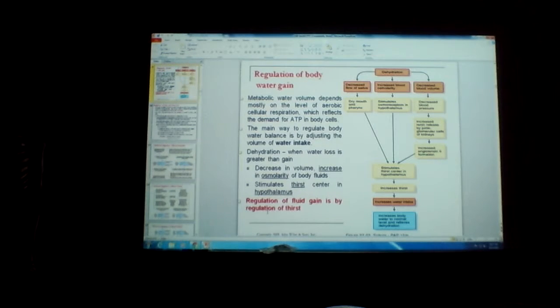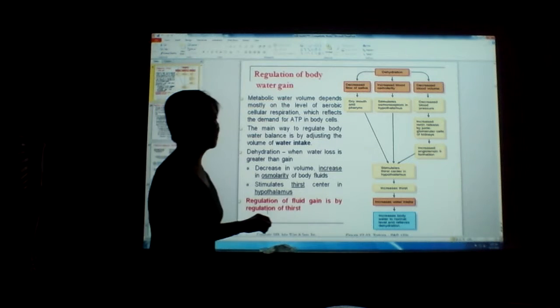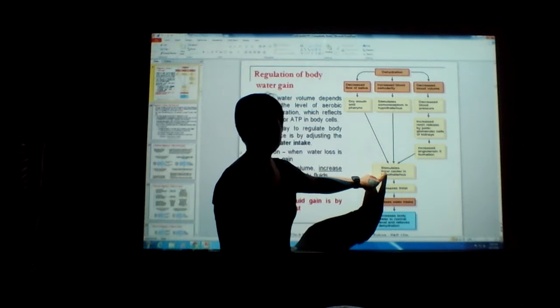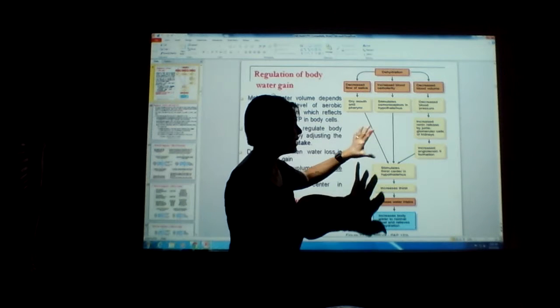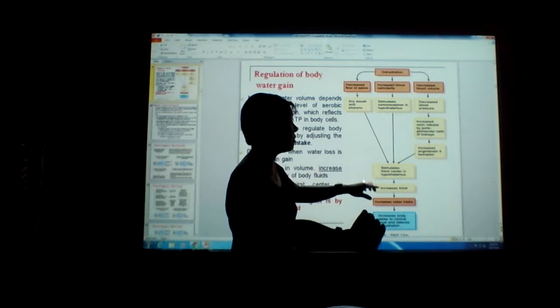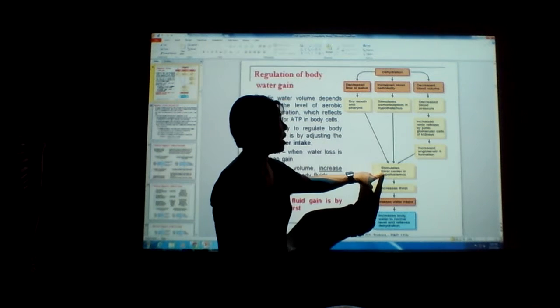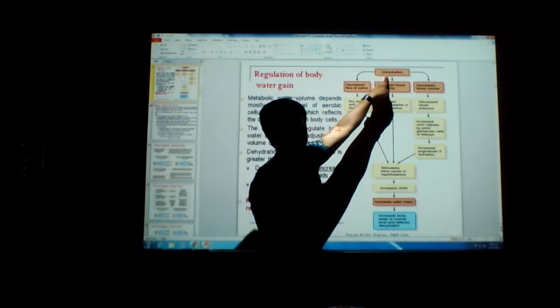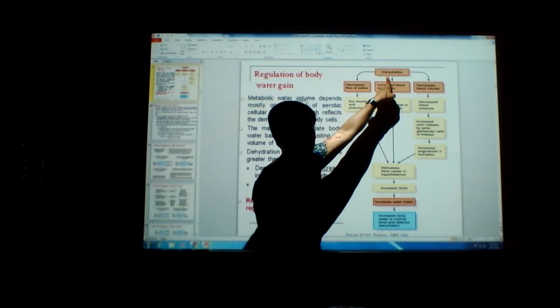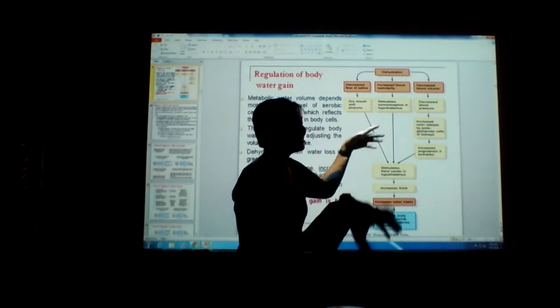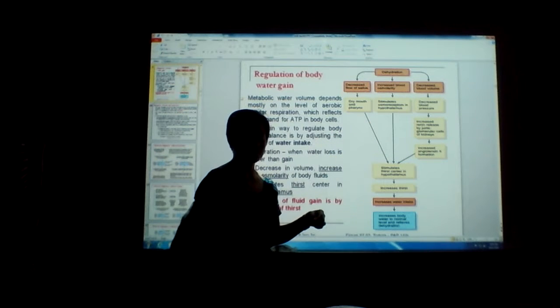This next slide is how we maintain homeostasis, water homeostasis. Remember, look at this one, thirst. This slide is telling us, and even your book says so, when you feel thirsty, that means you are already dehydrated. See, you're thirsty. So that's why we don't want to wait for that thirst to reach for water.